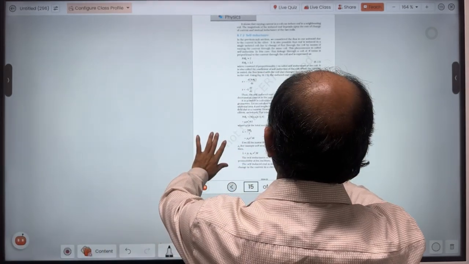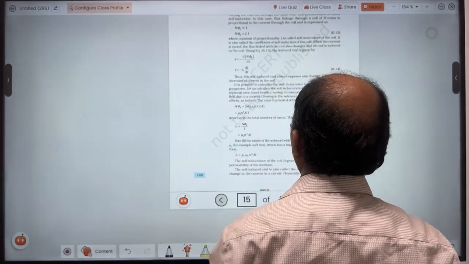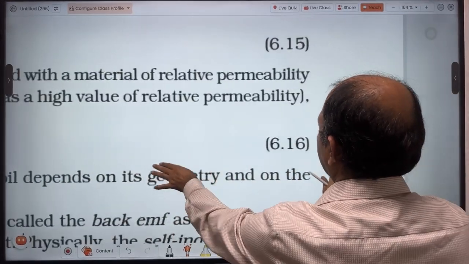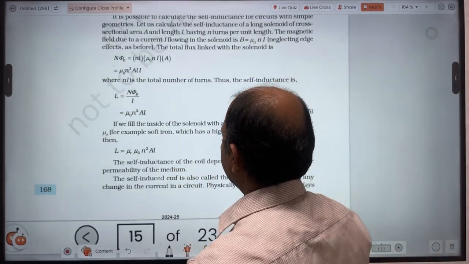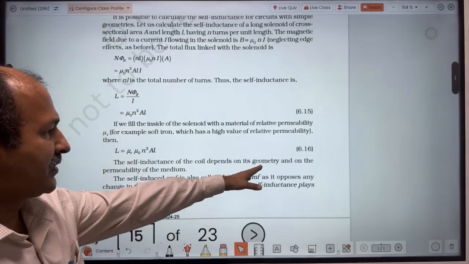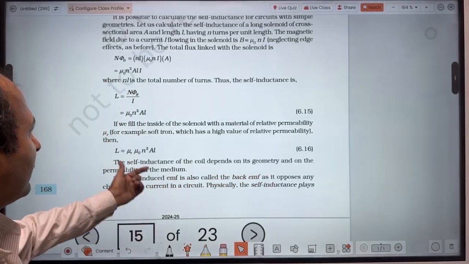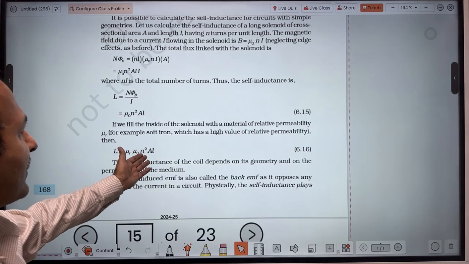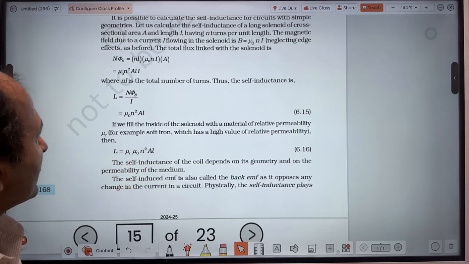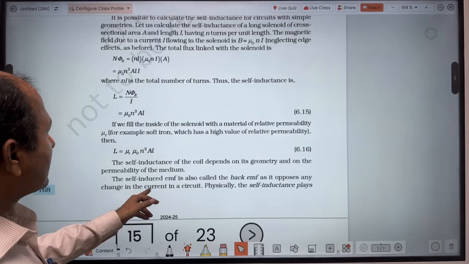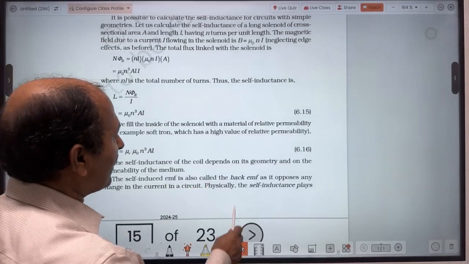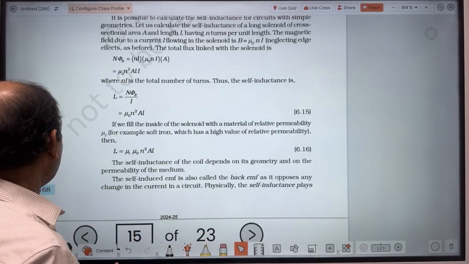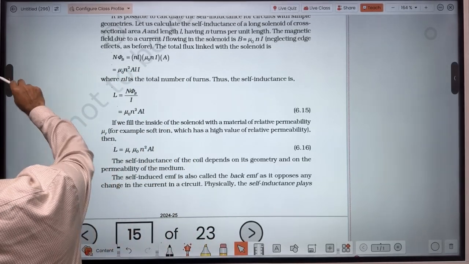We can read this here. There is some more information. Up to here we have reached this point. The self inductance of the coil depends on its geometry and on the permeability of the medium, as it is clear from here. Geometry means number of turns, area of cross section, length, and here the material inside. Now the self-induced EMF is also called the back EMF, as it opposes any change in the current in the circuit.